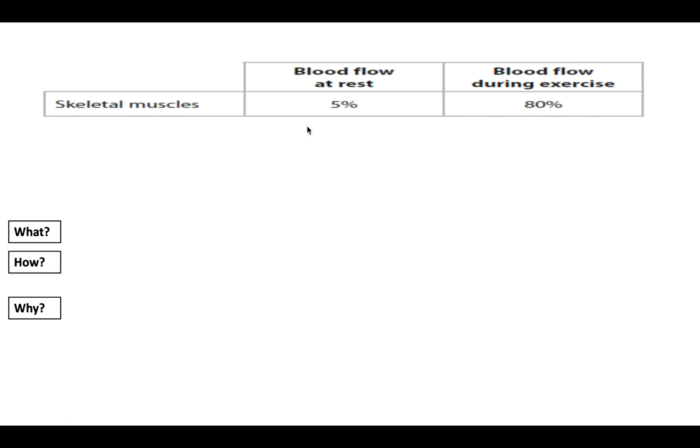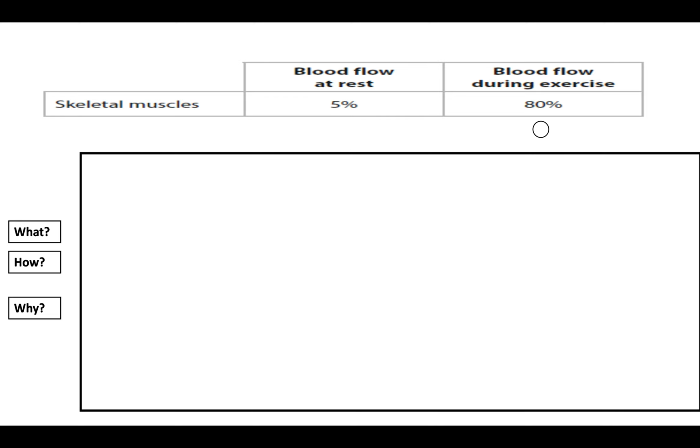So at rest, skeletal muscle blood flow is 5% to the actual muscle, and during exercise it's 80% to the muscle. So at rest, as you're sitting down listening to this, the blood flow to your muscles is approximately 5%, and the blood flow to your vital organs is around about 80%. When we exercise, this flips.